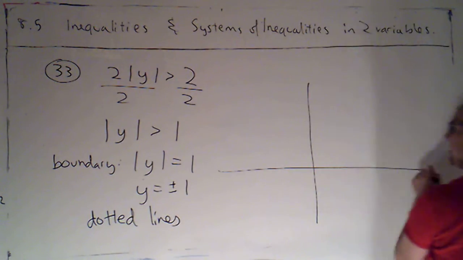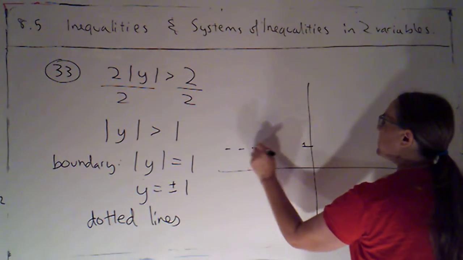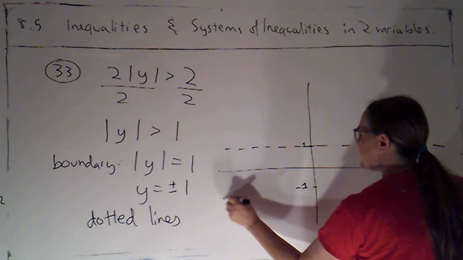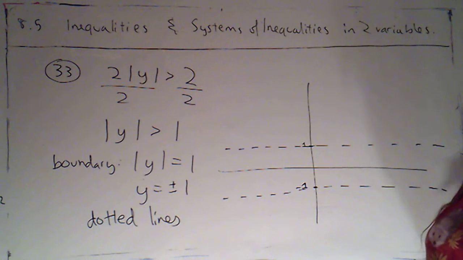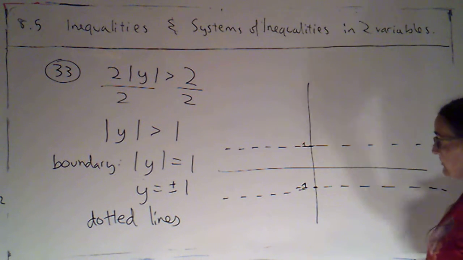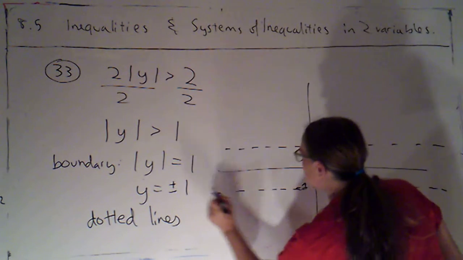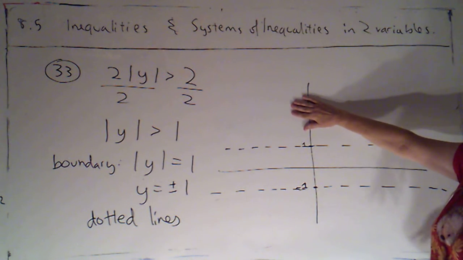So we can go ahead and draw those. We're going to have one horizontal line at height 1 and a second horizontal line at height -1. Those two lines divide the plane up into 3 regions. There's the bottom part down here that's below -1. There's the middle region between -1 and 1. And there's the top part above 1.